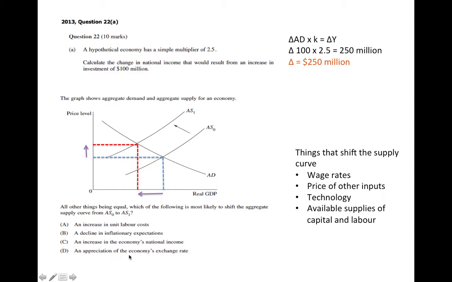So no. So an increase in the economy's national income, nope. Decline in inflationary expectations, nope. So we can rule all of these out because it's not one of these things, all right? These are the things that shift the supply curve. So it has to be A, an increase in unit labour costs. Okay, so the answer is A. All right, so obviously the price of labour has gone up. It's making things more expensive. Price levels go up. It's also decreasing our real GDP.